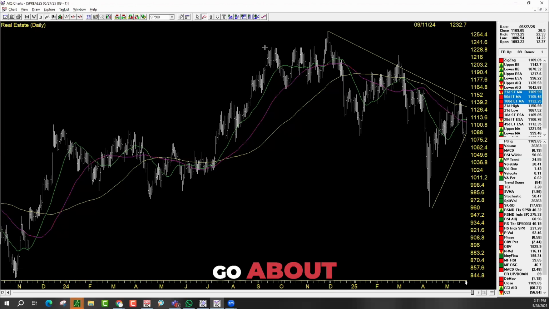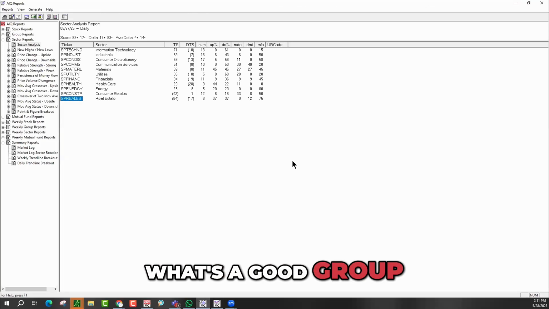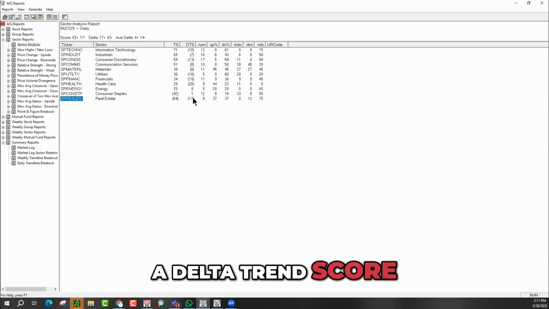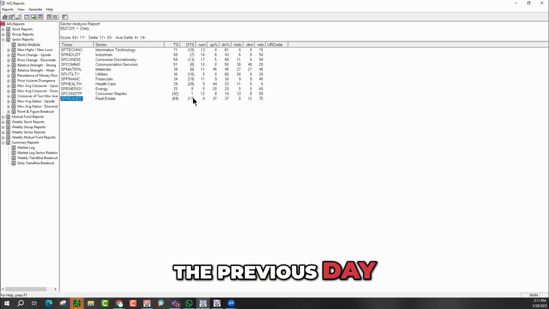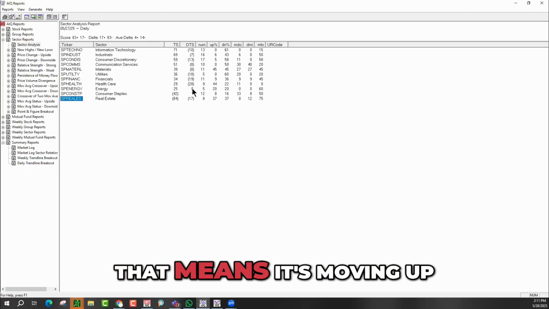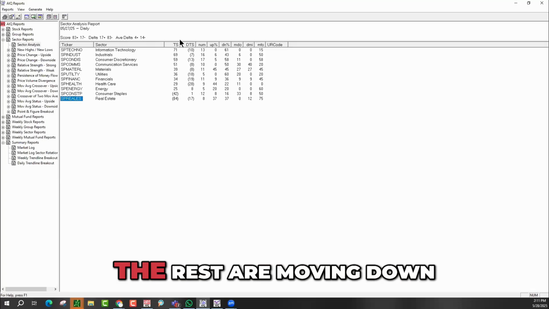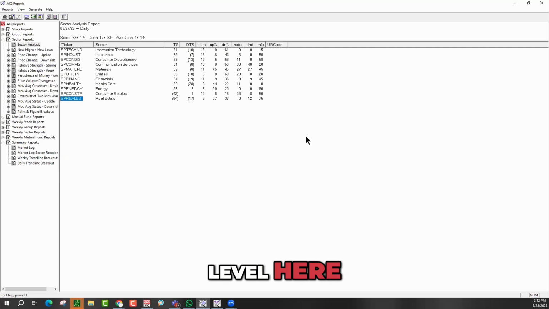So how do we go about deciding what's a good sector? And then we'll have a look at what's a good group within the sector, because it's such a macro view, there's quite a few stocks in each of these sectors. We use something called a delta trend score to give us an indication of where the sector is compared to the previous day. The bigger this number is in parentheses, the more it's moved down from the previous day. If it's not in parentheses, that means it's moving up. So only 2 of the sectors have had very minor moves up. The rest are moving down. So that's quite a significant overview at the sector level here.